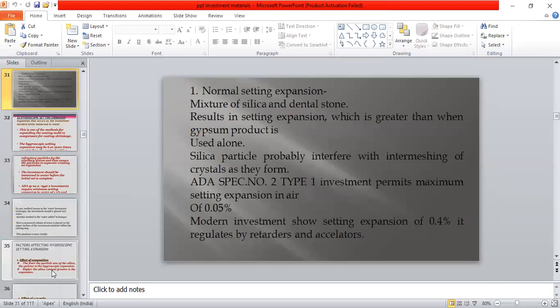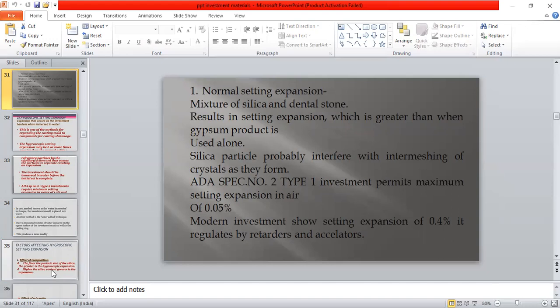In normal setting expansion, there is the mixture of the silica and dental stone we are using, and the result is a setting expansion which is greater than when gypsum product is used alone. The silica particles probably interfere with the intermeshing of the crystals as they form. As we know, the ADA specification number of the gypsum bonded investment material is 2.